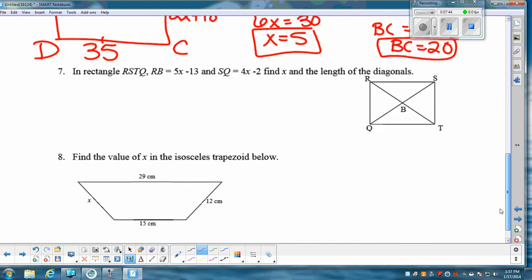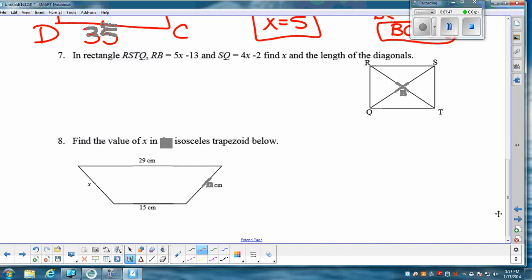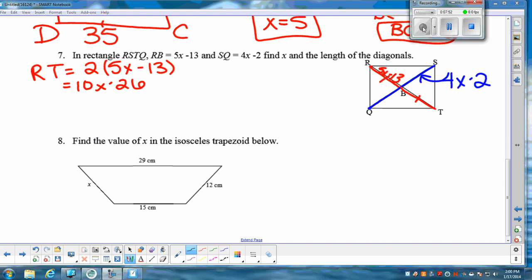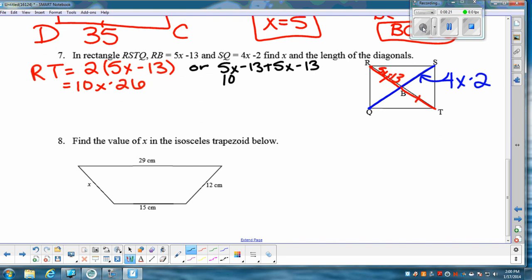Number 7, be careful. We have that RB is 5x minus 13. All right, so since RB is half of our diagonal and our diagonals bisect each other, that means that BT also is 5x minus 13. So RT is 2 times 5x minus 13, or 5x minus 13 plus 5x minus 13. You still get the 10x minus 26.